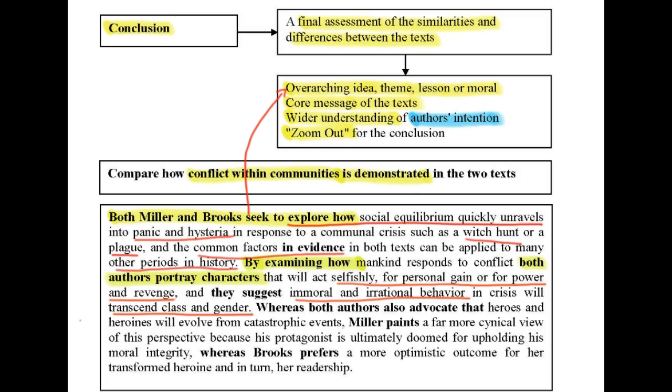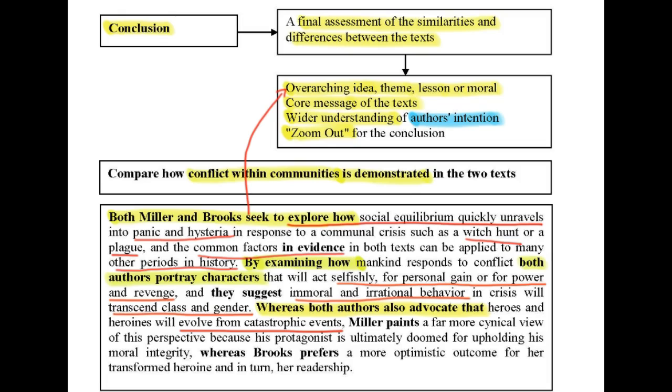The next sentence we come to states that both authors also advocate that heroes and heroines will evolve from catastrophic events. What does that mean? Evolving from catastrophic events means that some of the characters do good things, or they transform, and they become more courageous and stand up for things.